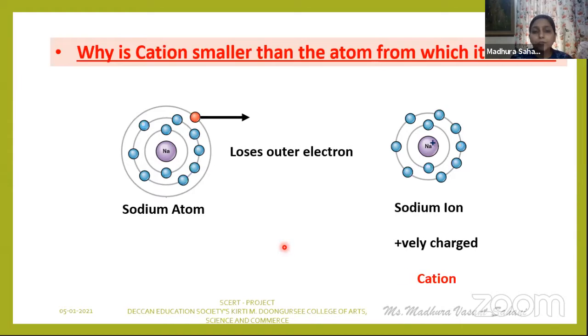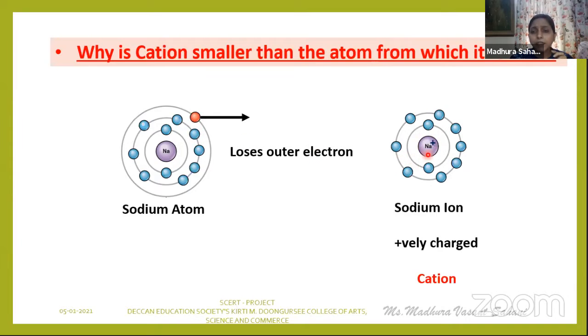To explain this part, we have taken the very simple example of the sodium atom. See, the sodium atom has one valence electron. So when the sodium atom loses this one valence electron, it results in the formation of this positively charged species, that is a cation. See here, this sodium indicates it is only a sodium atom, but this positive charge indicates this is a sodium cation, which is formed from this parent atom.